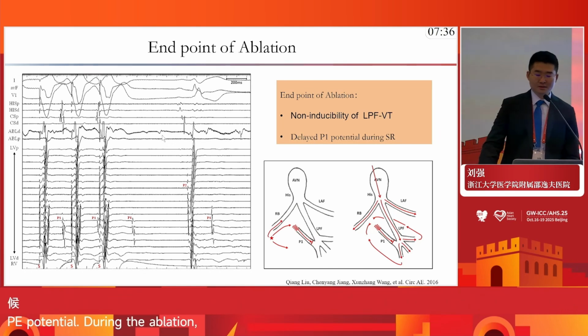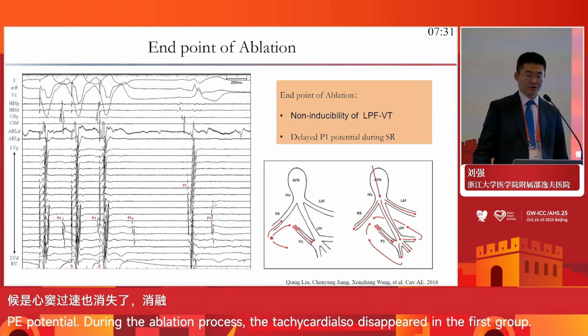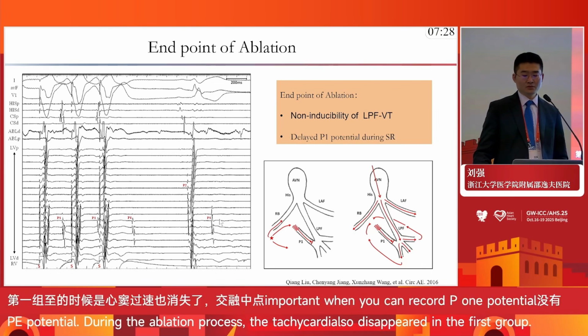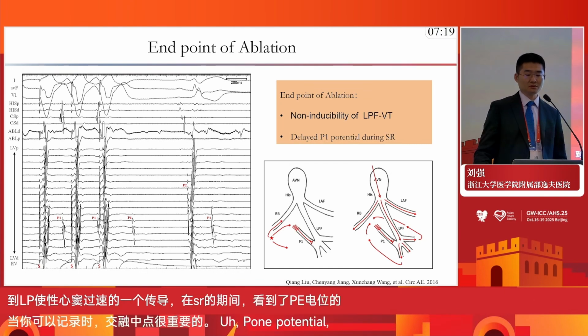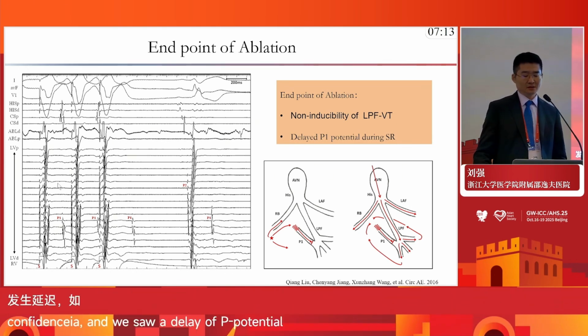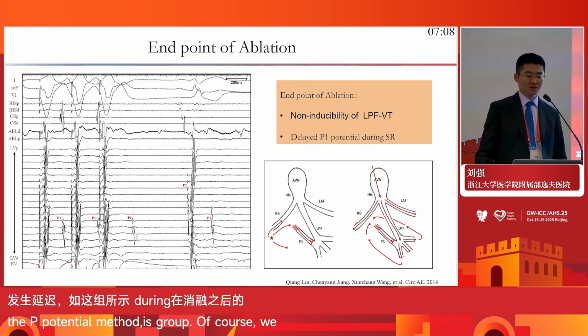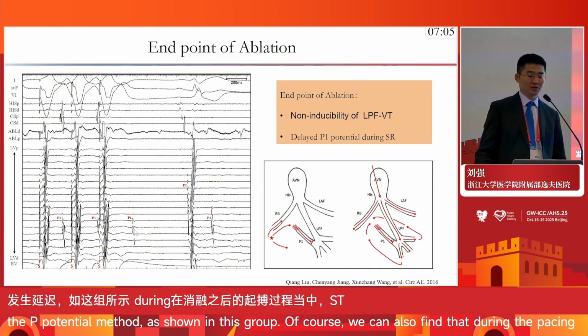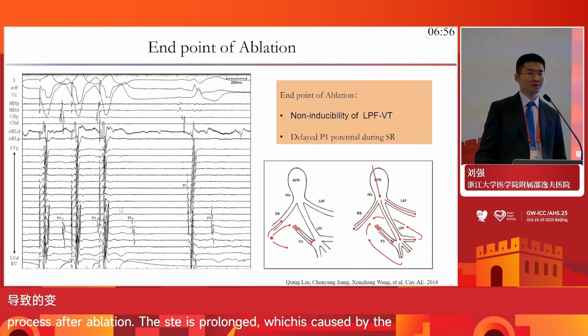The endpoint is non-inducibility of tachycardia. More important, when you can record a P1 potential during tachycardia before ablation and you ablate just the distal part of P1, post-ablation you should record a delayed P1 potential in this group. We also find that during burst pacing post-ablation, the SP1 is prolonged without velocity change of the P1 potential. So we think P1 is not the slow conduction zone. The slow conduction zone is located just under the proximal part of P1 connected with the ventricular myocardium.